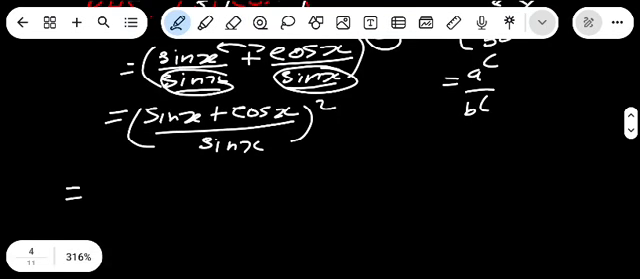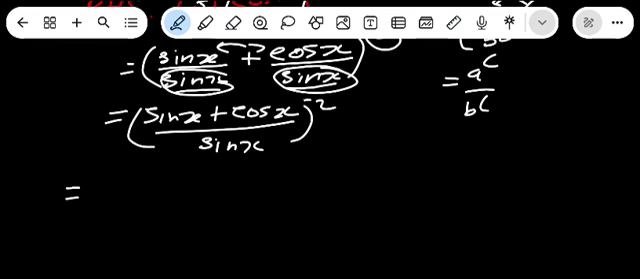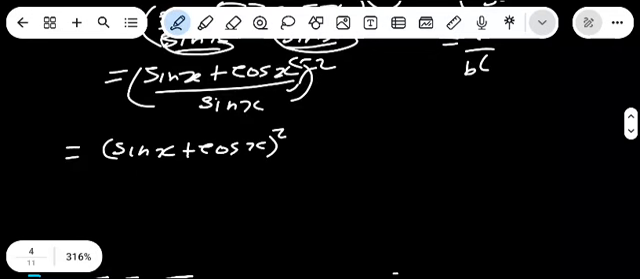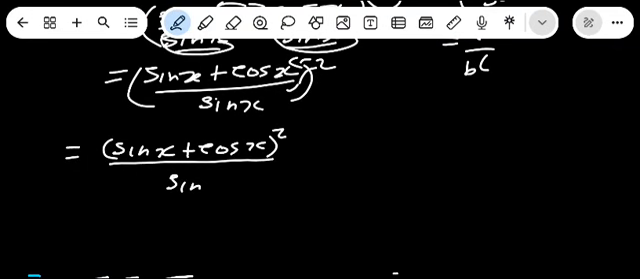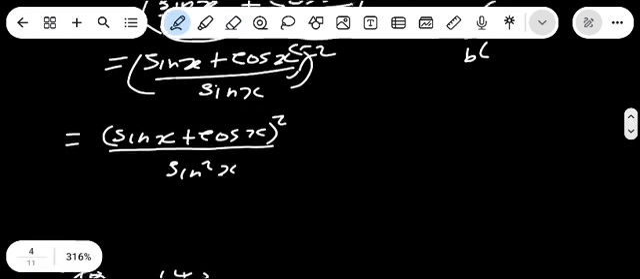So this will be equals to what? You raise this, you'll raise also there. This will be sine x plus cos x raised to the power of 2, divided by sine squared x. Remember, it is raised to the power of 2, so it will be squared x. Right, so this is what we'll have. All right, this is nice.